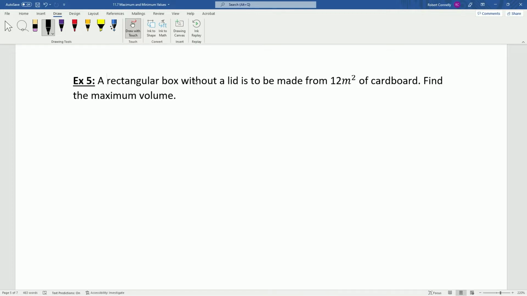A rectangular box without a lid is made from 12 meters squared of cardboard. Find the maximum volume. So, well, let's draw a little picture here. Kind of make sure what's going on is pretty clear. So you got a box. Not particularly well drawn. We'll call this x, this y, and the height z. So then we know that the volume is just x times y times z.